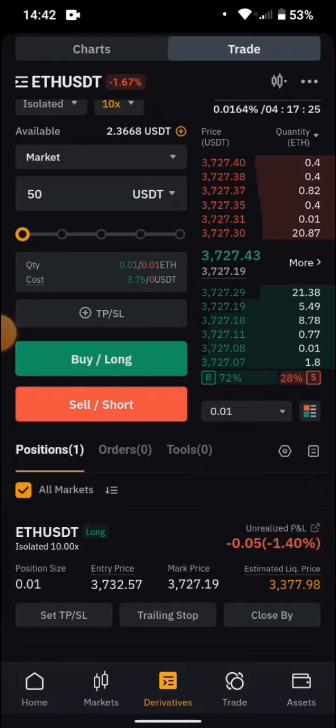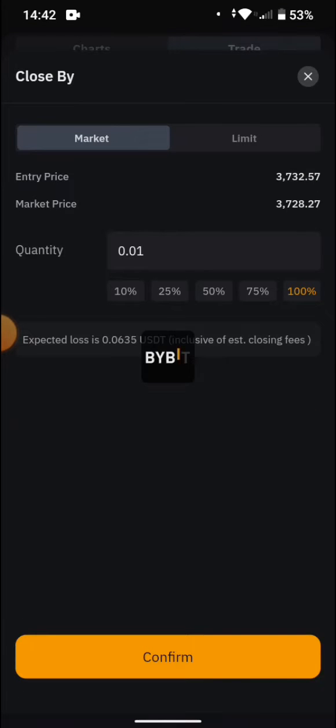Currently we are losing. We are down -0.00 because we said the price of Ethereum was supposed to go high, was supposed to increase. Now we are down -1% and all. So this is basically what we mean by isolated margin. So I'm going to close this trade. We are running at a loss, but I'll close this trade.